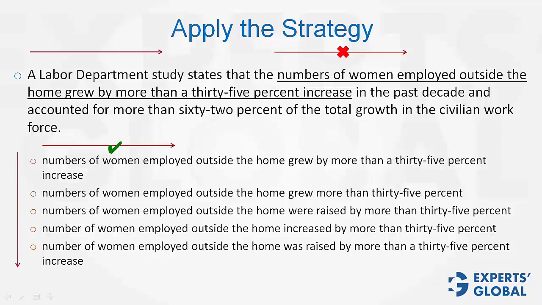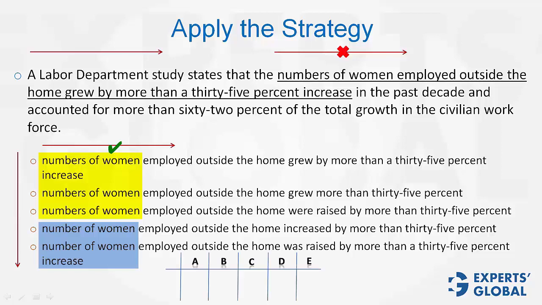So, a Labor Department study states that the numbers of women, options A, B, and C, or number of women, options D and E. Remember, we must always have the grid handy. Numbers of women does not seem to be the correct usage, while number of women is the correct usage. And therefore, options A, B, and C can be eliminated, while D and E must stay.